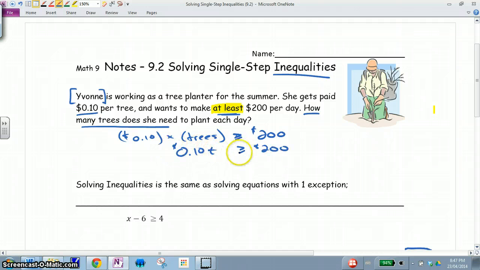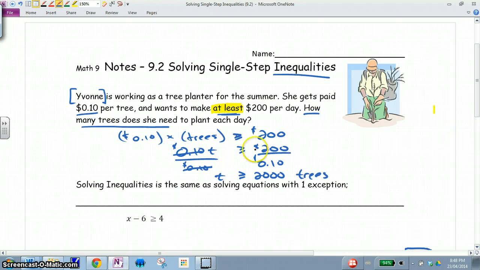And you can probably reason to yourself that we're going to solve this just like we'd solve a linear equation. We divide by the 10 cents on both sides. So those cancel, we get t by itself, and t is greater than or equal to 2,000 trees. Notice we're not talking dollars anymore. We divided dollars by dollars, so the units cancel and we're left with trees. So she needs to plant at least 2,000 trees, right?